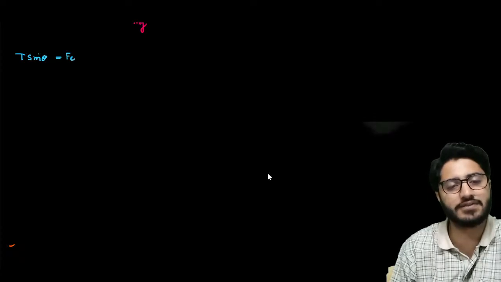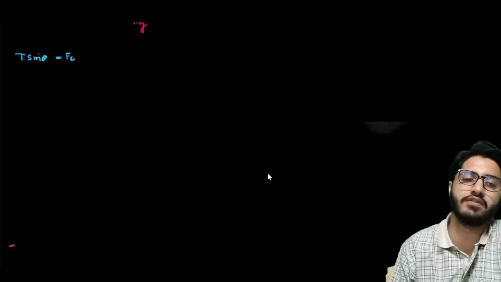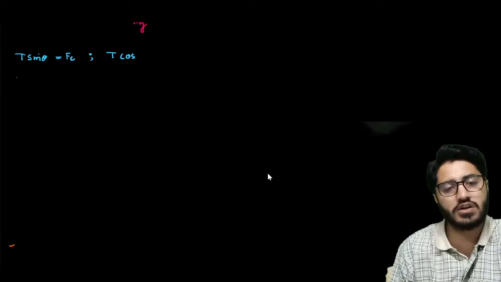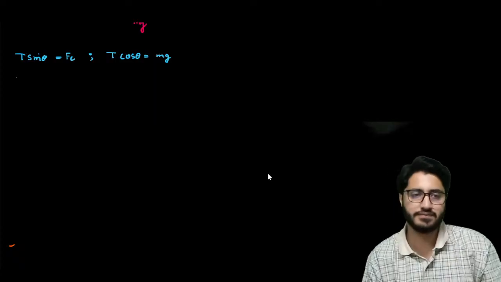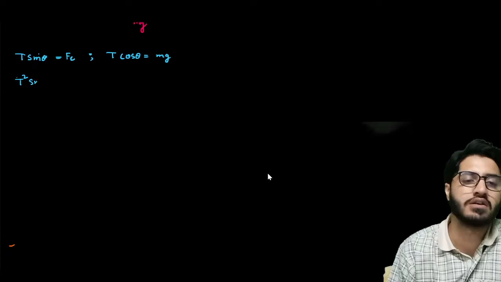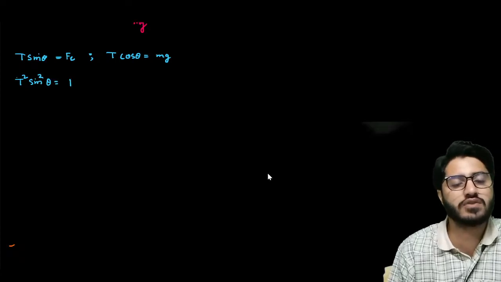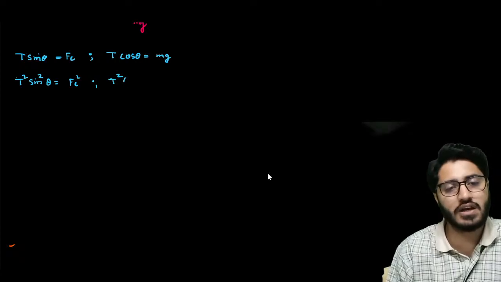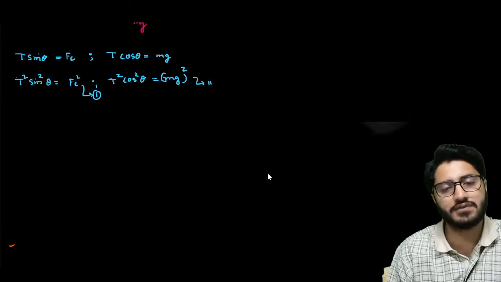I will write it Fe, not K Q1 Q2 by R square. Simple way. Now, what is T cos theta? So, T cos theta is equal to mg. Now, let us square the whole term. So, can I write here that it is T square sine square theta equals Fe square? Then, T square cos square theta is equal to mg whole square. First equation, then second equation.